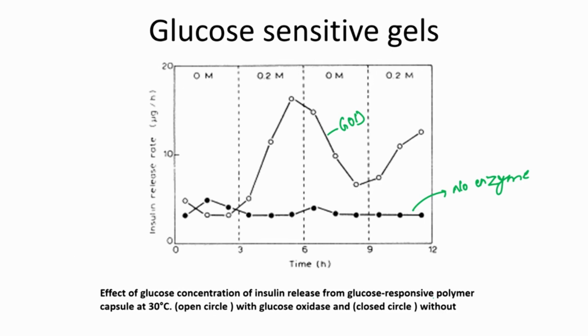In the case without enzyme, the insulin release rate has a certain value which does not change in the presence or absence of glucose. But where you have the GOD enzyme, you see a shift in the release rate as you increase the glucose level, and once you go back down, it goes back down, and the same cycle can be repeated. So, it again shows that the system is tunable and you can use it multiple times. Obviously, the concentration of insulin released and the rate at which it is released is going to be different, because you are also exhausting the reservoir as time goes up.